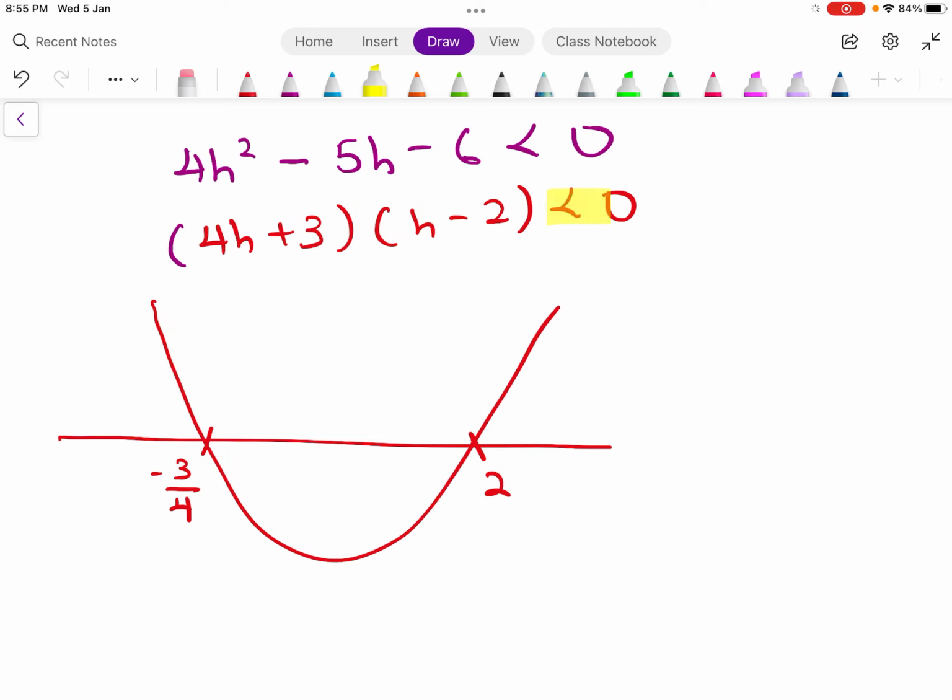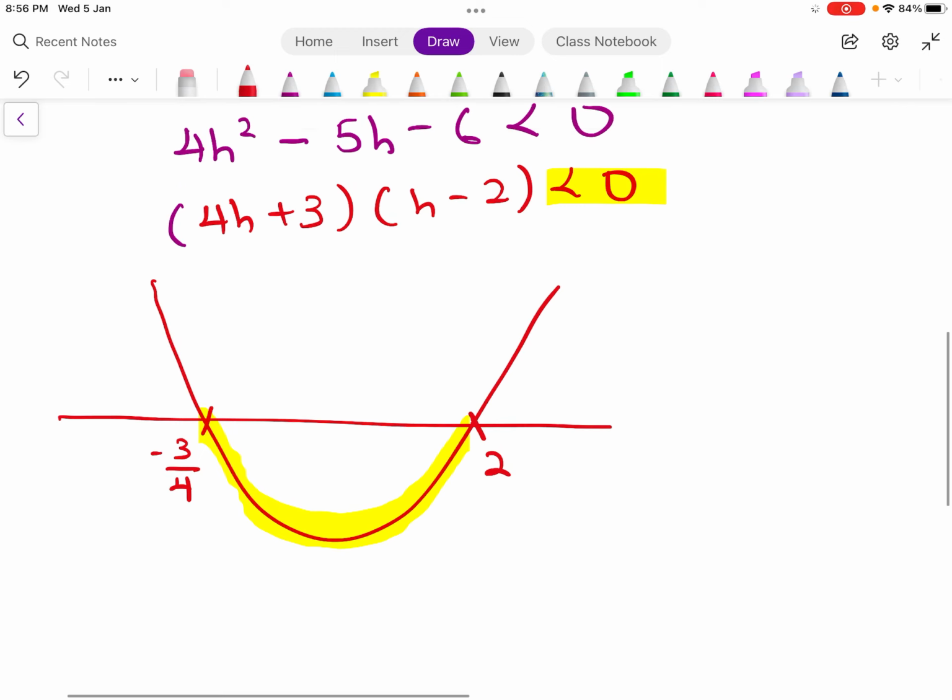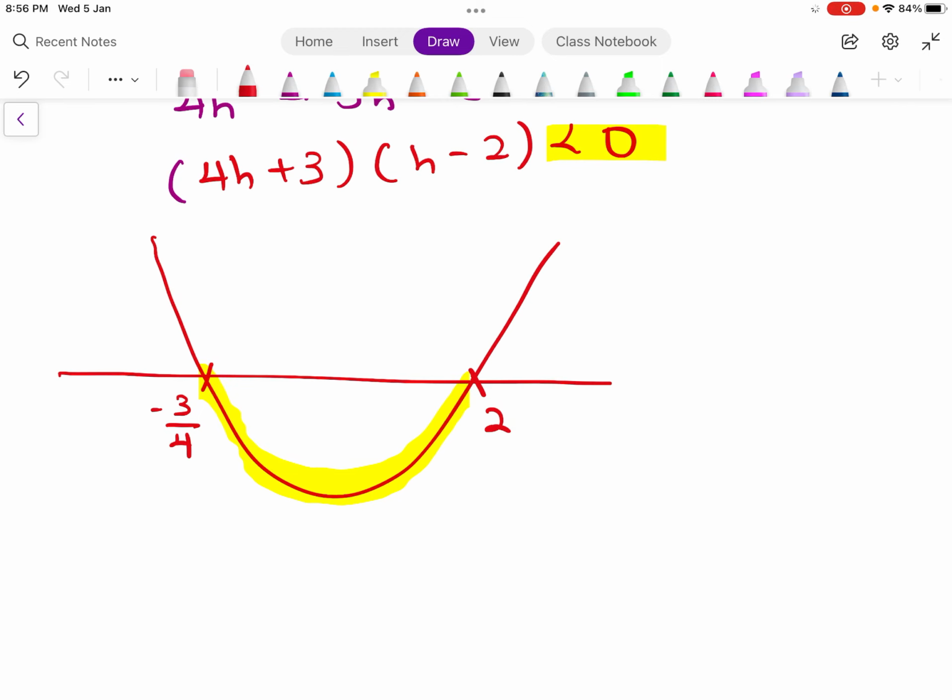Now I look at how to solve my inequality. Very simple. First thing first, I look at this thing, less than 0, so I must look at the shaded region on the graph. I want to form an inequality regarding this shaded region. In order to fulfill this shaded region, h must be more than negative 3 quarter and less than positive 2. So this is method 1.